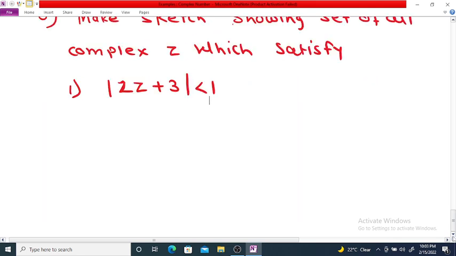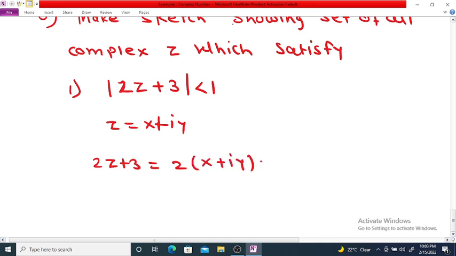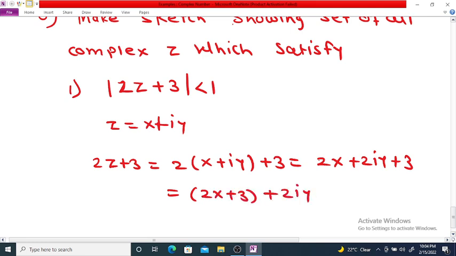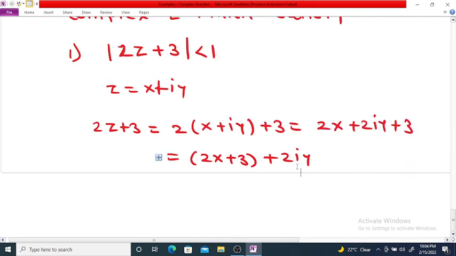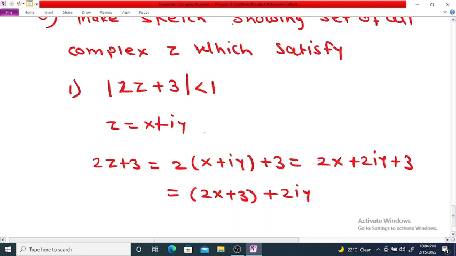So if we write the value of z as z is equal to x plus iy, then twice z plus 3 is equal to 2 times x plus iy plus 3, which is nothing but twice x plus 2iy plus 3, and this is nothing but twice x plus 3 plus 2iy. So here the real part is twice x plus 3 and the imaginary part is 2y, and we know that the mod of z is equal to the square root of real part square plus imaginary part square.